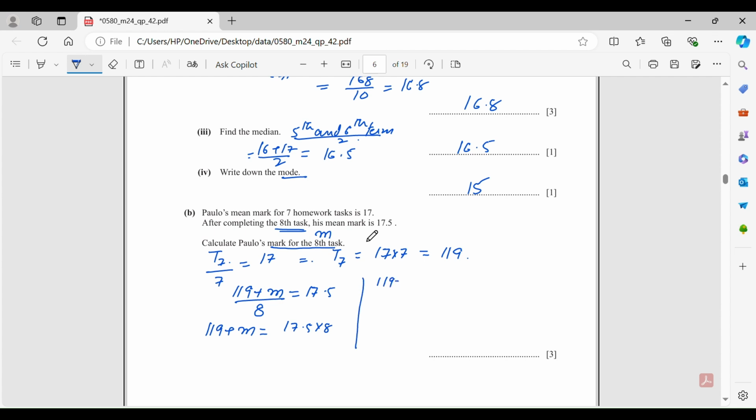119 plus M equals 140. M will be equal to 140 minus 119, which is equal to 21. So Polo's marks in 8 tasks is 21.